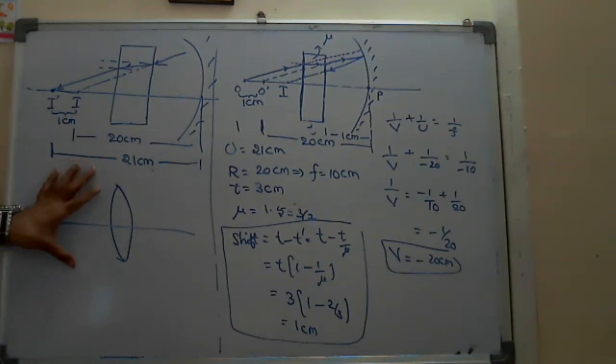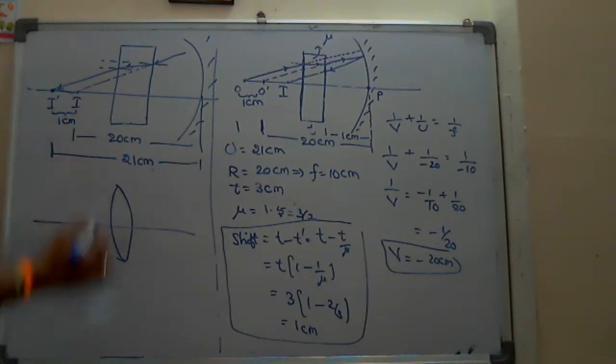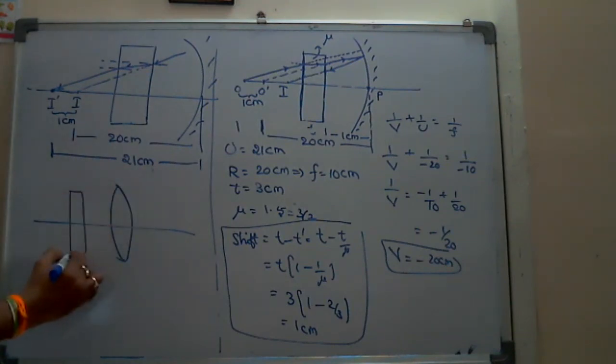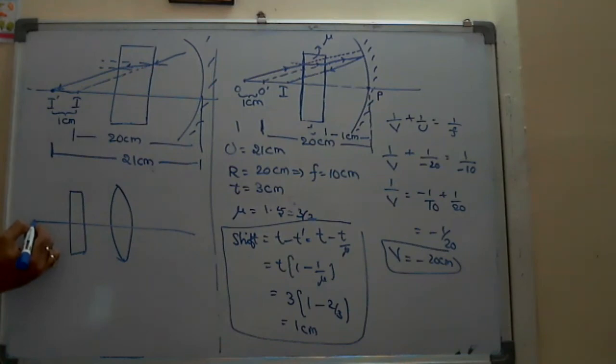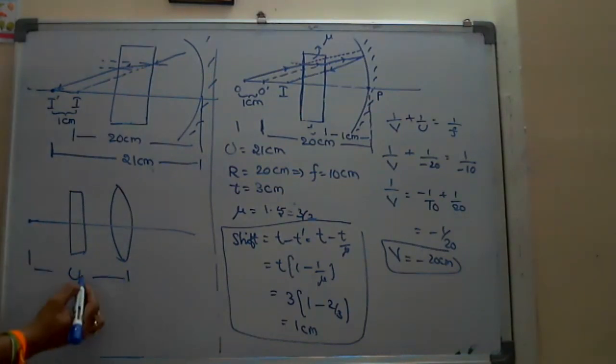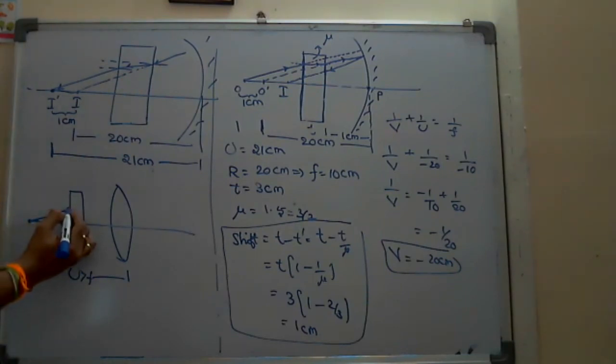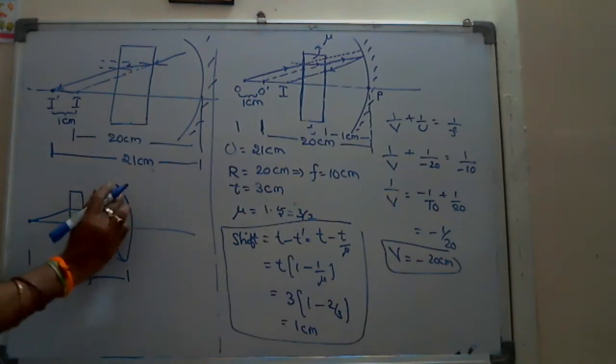And again, what I am telling here, this is one glass slab, convex lens. And here, suppose one glass slab is placed. Look at in this case, if the object distance is greater than focal length, then immediately the image will be formed on the other side.